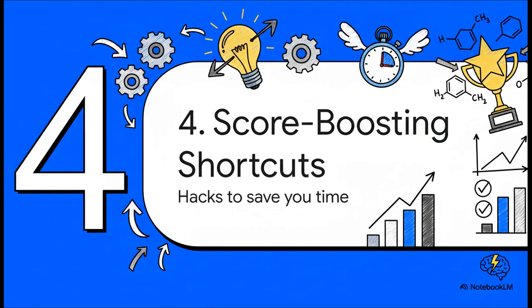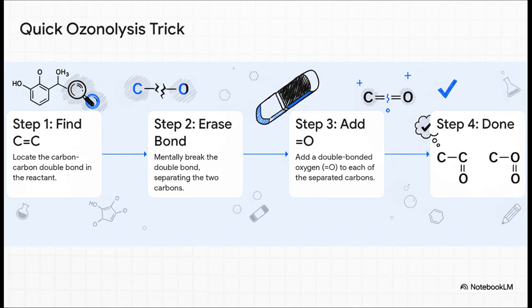These are the shortcuts, the mental hacks that are going to let you solve problems in seconds. This is how you save precious time for the harder questions and lock in those marks. Oh, this trick is fantastic. For ozonolysis, forget the mechanism. Just find the double bond, take your mental pencil, and erase it. And then just stick a double-bonded oxygen onto each of the 2 carbons you just split apart. That's it. Done. You have your products in like 5 seconds.